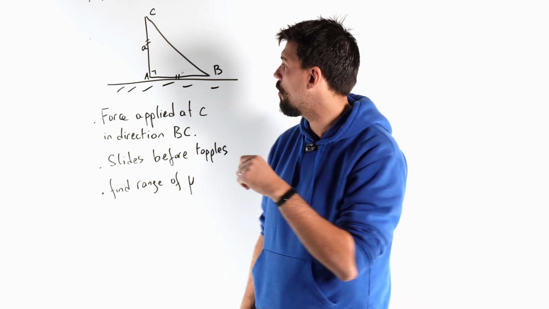The plane it is on is rough, and we are told it's going to slide before it topples. It will start sliding before it topples, so we're looking at the lower range of mu. We need to find the range of values of mu, the coefficient of friction between my laminar and the surface that it is on. So let's add in some more forces. We have the weight, and we'll have a reaction force. Now I'm going to pop the reaction force here, which will make sense in a second.